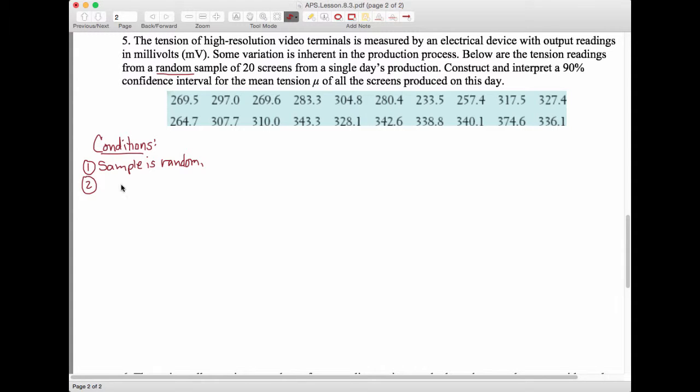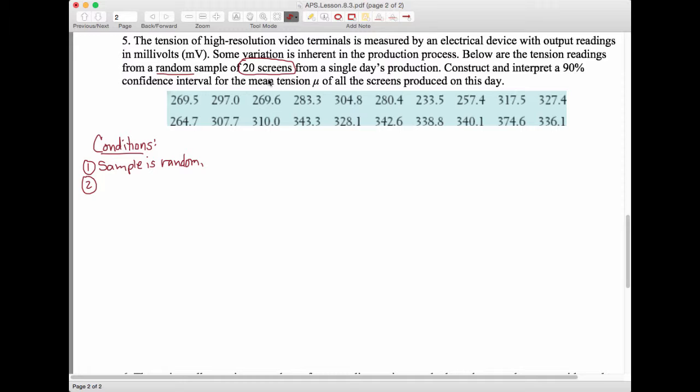Condition number 2, we want to make sure the sample size is big enough. Well, there's only 20 screens, so that's not large. It's not really small. It's a healthy sample, but it wouldn't be considered a large sample. So we really would do better if we knew that the population it came from was normal, but of course that's impossible as well. So we're kind of in a dilemma of what to do. We're pretty certain that 20 screens at random is still a pretty decent sample, but it would be nice to know that the population is at least close to normal.